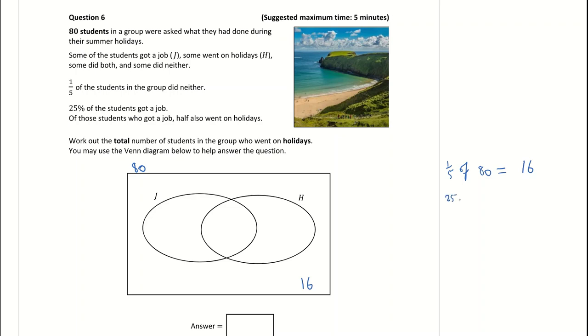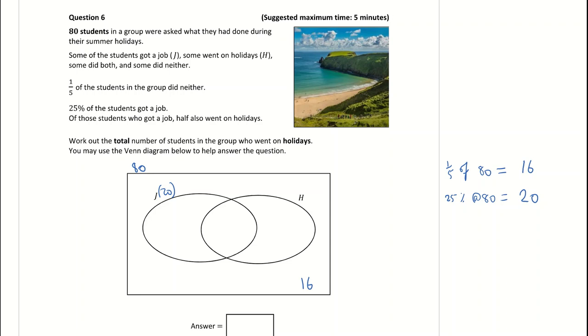25% of all the group got a job. So 25% of 80, divided by 100 multiplied by 25, is 20 students. So 20 students got a job.